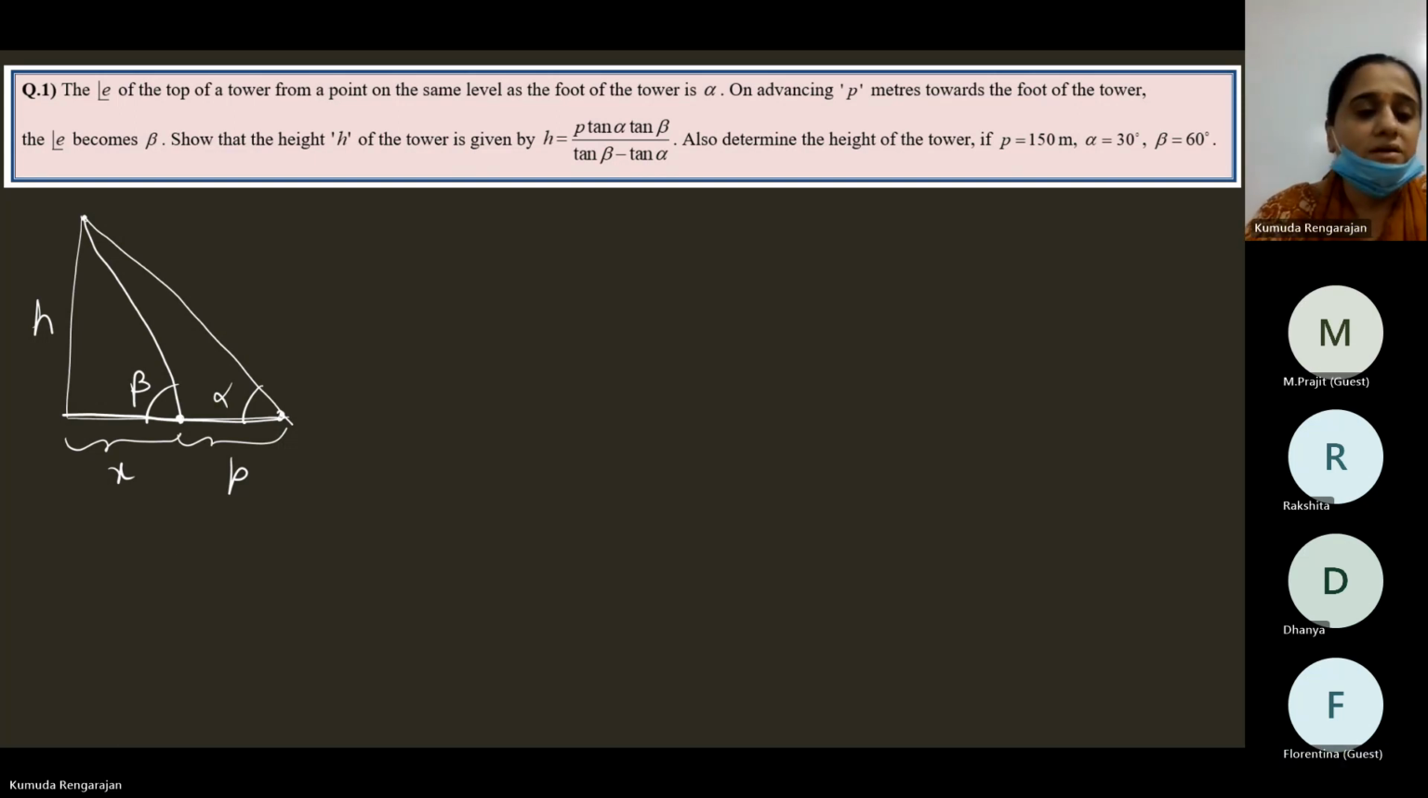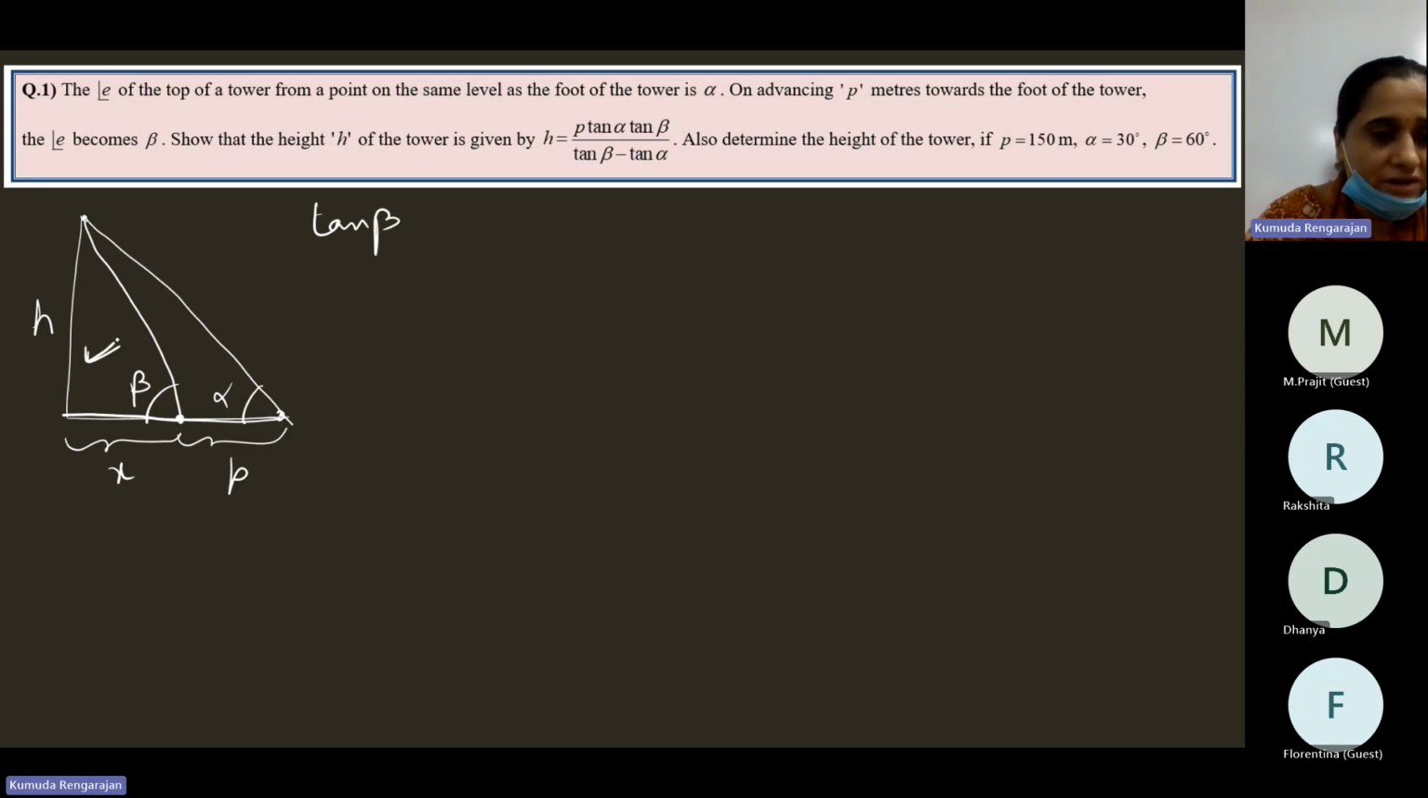Yes, ma'am. Now start off with any one of the two right triangles. We'll start with the smaller one, this one. The ratio you have to use is tan, because you can see in the final result we have only tan alpha and tan beta. So what is tan beta, Florentina?